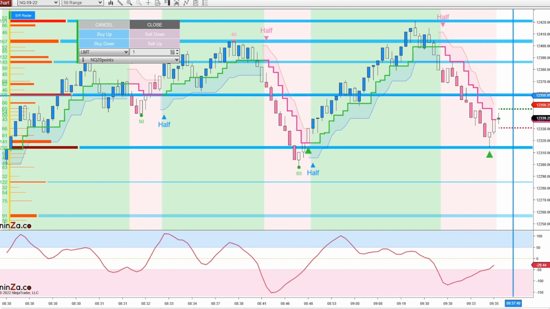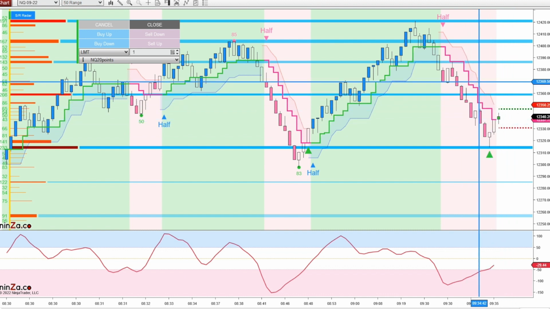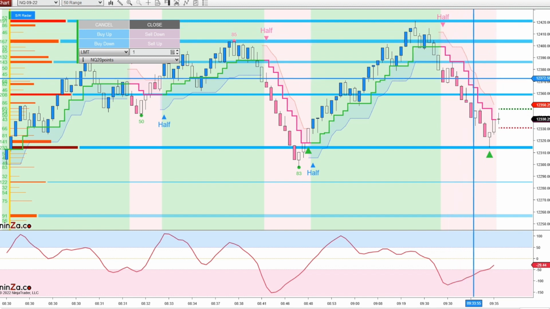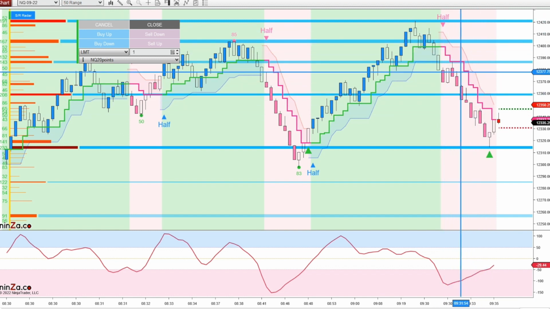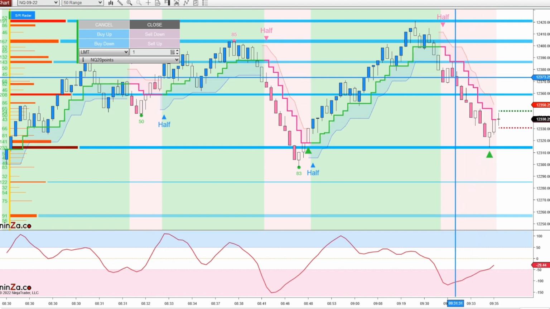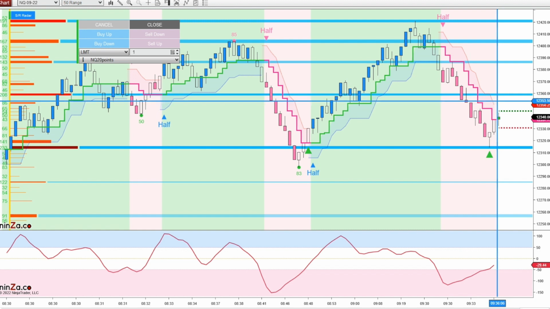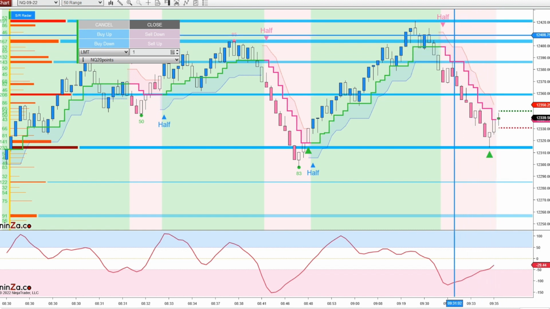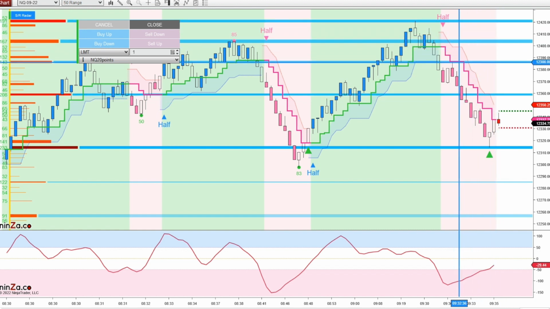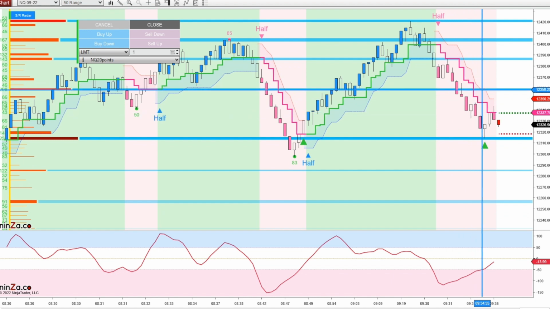I would potentially be targeting this next line of support and resistance. However, we still are in a downtrend on the Half Trend Pro. So I'm not sure if it would actually get up this high, but if it did, and we are still in a downtrend on the Half Trend Pro, I might be looking at taking a short from this next support and resistance radar line.